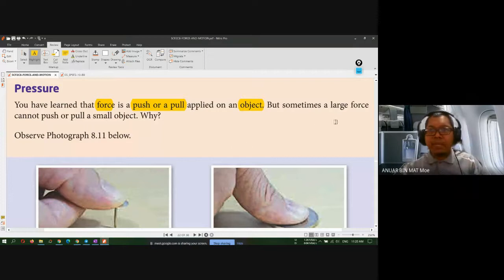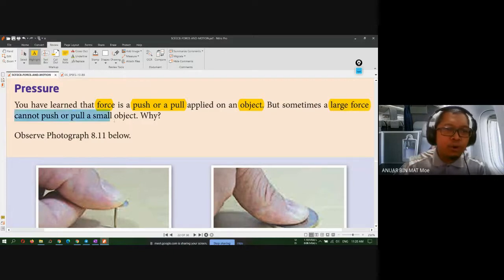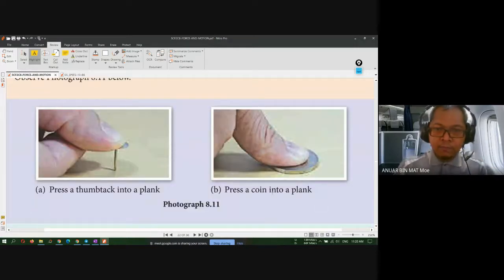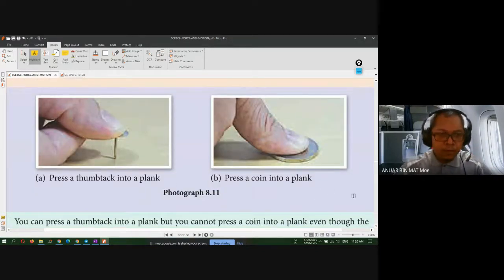But sometimes the problem here, sometimes a large force cannot push or pull a small object. Why? If you have a larger force, sometimes when you want to move the smaller object, it cannot move. So why? Because of the pressure. Okay, for example here.